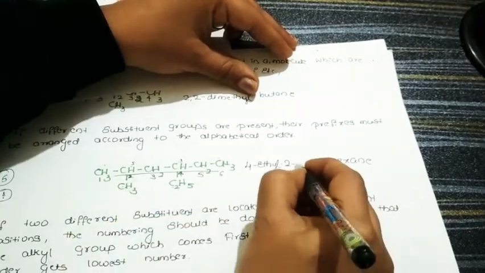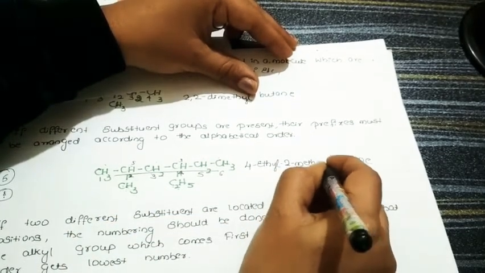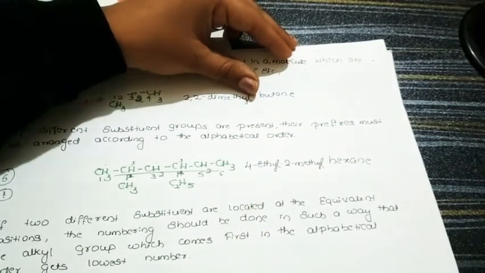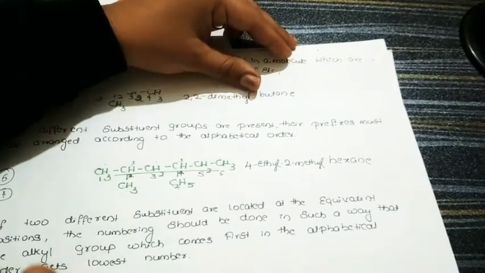Second position we have a methyl. So I am writing methyl. So 4-ethyl, 2-methylhexane. So many rules I have applied here. You can go through this one.